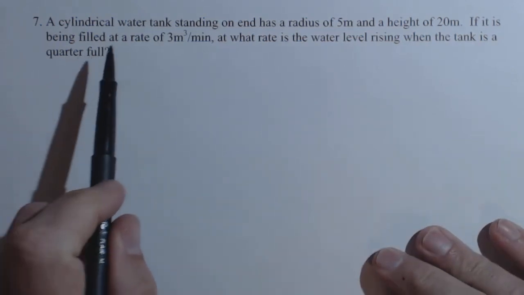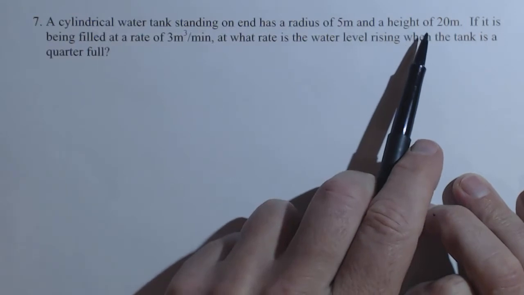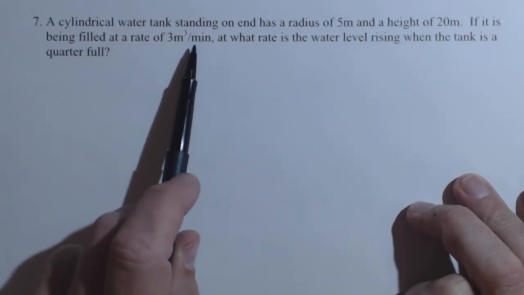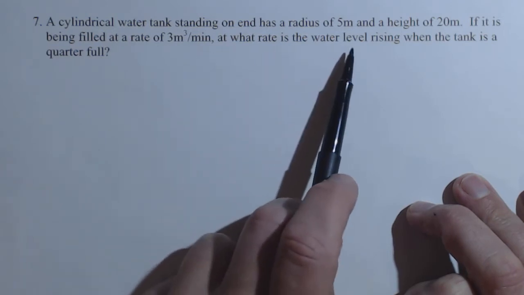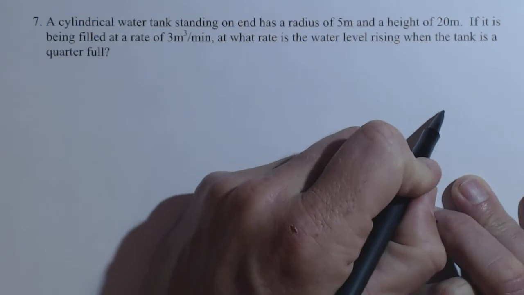So we have a cylindrical water tank standing on its end that has a radius of 5 meters and a height of 20 meters. If it's being filled at a rate of 3 meters cubed per minute, at what rate is the water level rising when the tank is a quarter full?